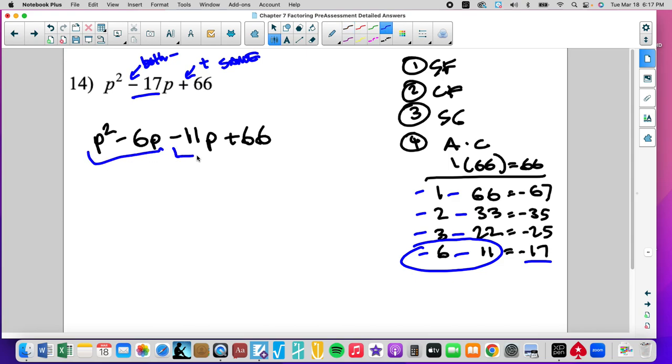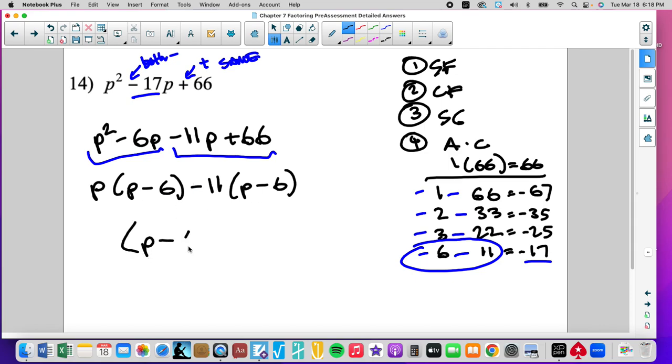Let's take that. Factor out a p. p minus 6. Factor out a negative 11. p minus 6. Check it real quick. p times p squared, p times, yes, that's good. These are the same, so pull out the p minus 6, and you get p minus 11.